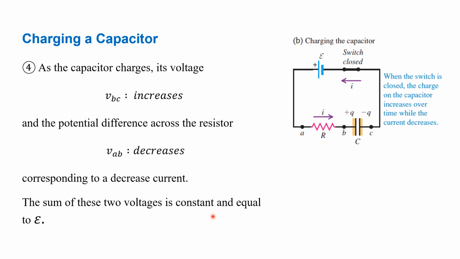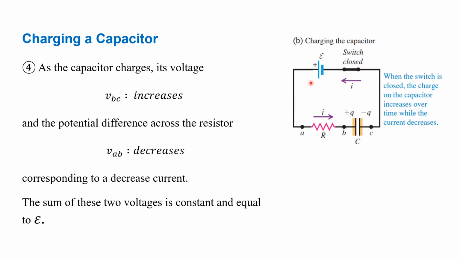Now, as the capacitor charges, its voltage, VBC, or the voltage across here, increases. Again, as the capacitor charges, its voltage VBC increases, and the potential difference across the resistor decreases. So, as time goes by, the voltage here increases while the potential difference across your resistor decreases, corresponding to a decrease in current. The sum of these two voltages is constant and equal to epsilon.